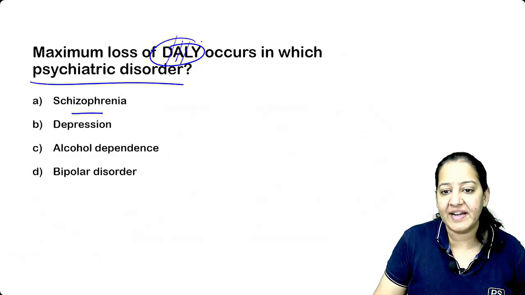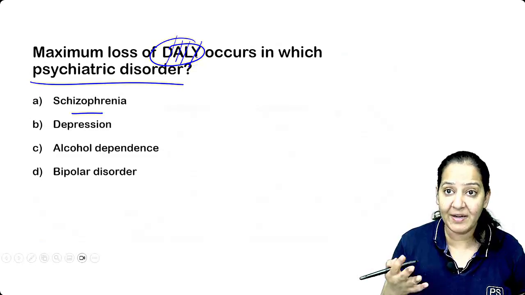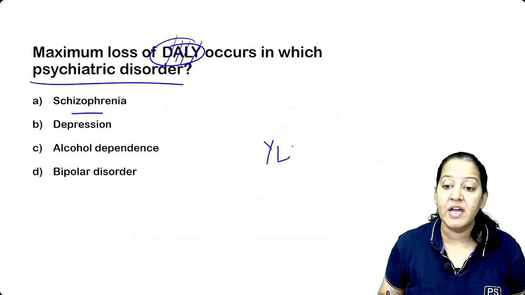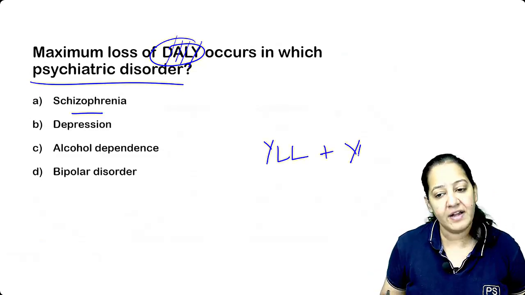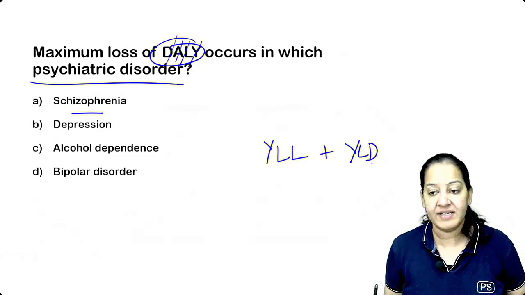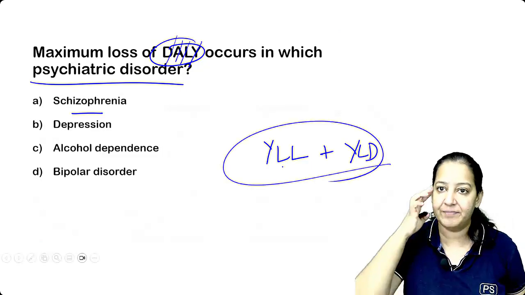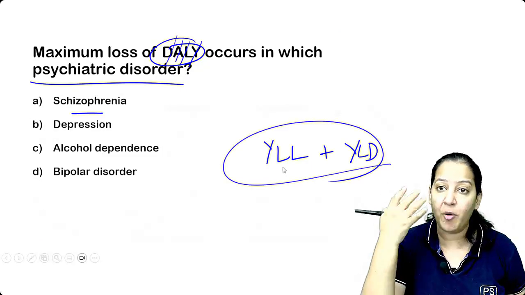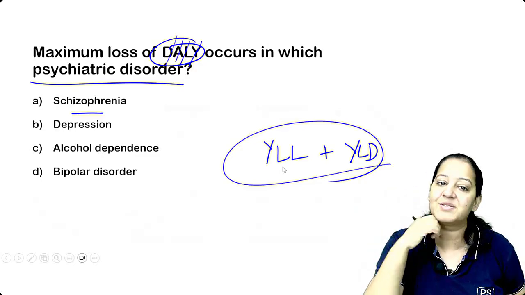Disability adjusted life year. How many years of the life are lost in premature death and how many years of the life are lost due to disability? The sum of the two is known as DALY. I told you. So that is DALY. How many years of the life are lost due to mental disorder?